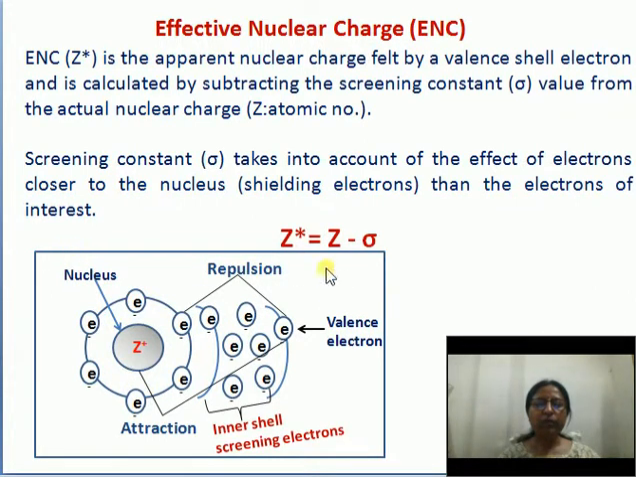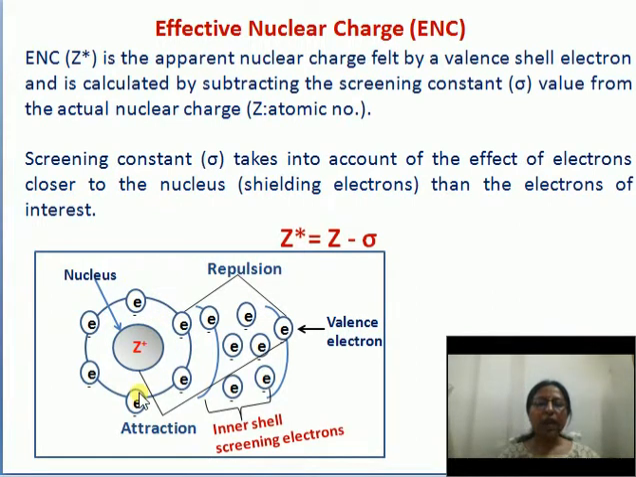You see this picture here, this is the nucleus and these are the electrons present in an atom. There will be an attractive force between this nucleus and the electrons present here. But other than this attractive force, there will be some repulsive force also, because the electrons are present with like charges. So this repulsion, and these electrons, as they shield this nucleus, you can see very well.